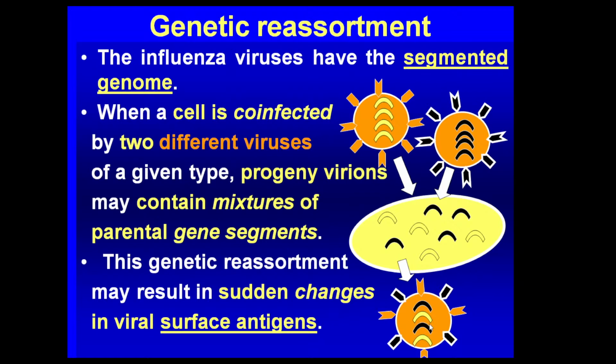And of course, as a result, they may also have glycoproteins that appear from one of the strains. So then we have dramatic changes if you compare this one and this one. So, dramatic changes of the viral surface antigen structure.